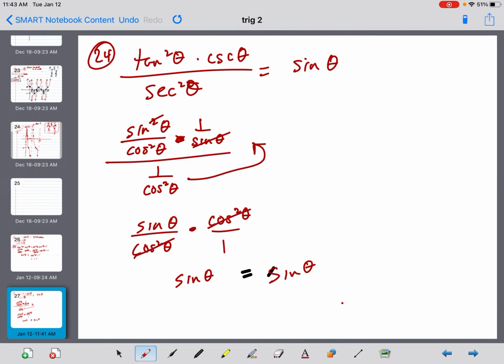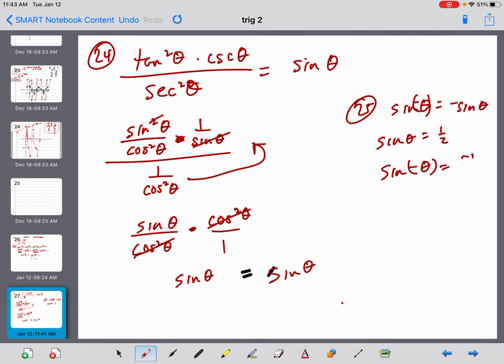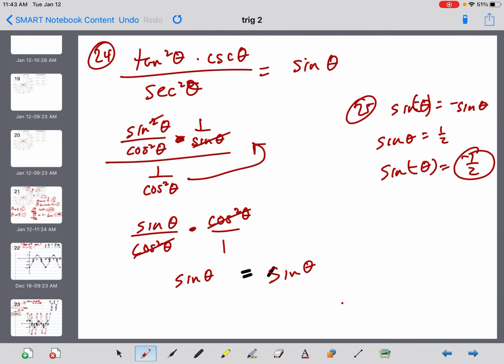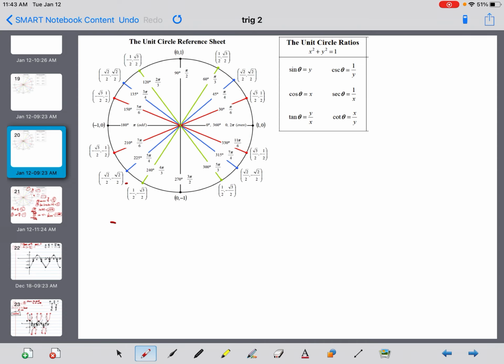All right. Number 25. We do have a statement in this chapter that sine of negative theta is equal to the negative of the sine of theta. So if they tell us that sine theta is equal to 1/2, then sine of negative theta would just be negative 1/2. Done. 25. 26 and 27, we want to go back to the unit circle.